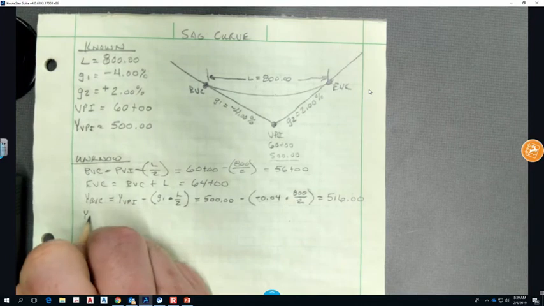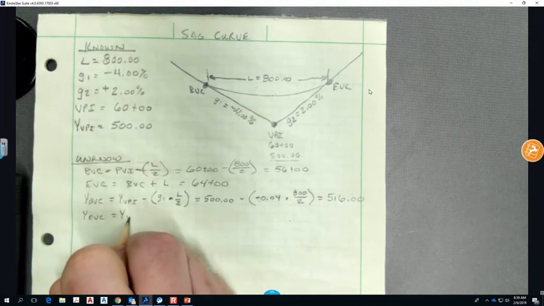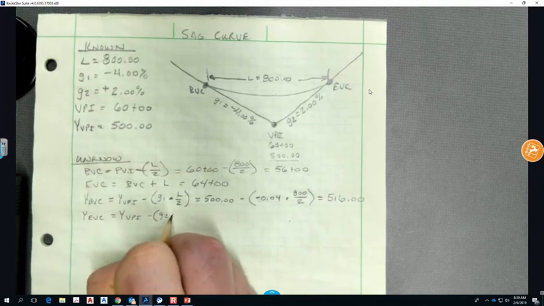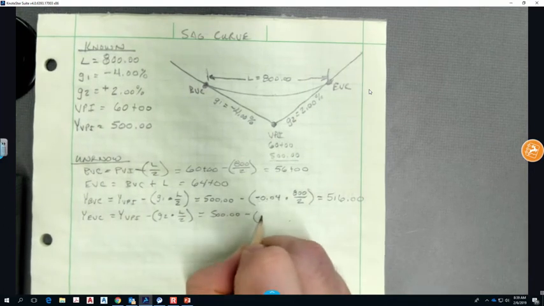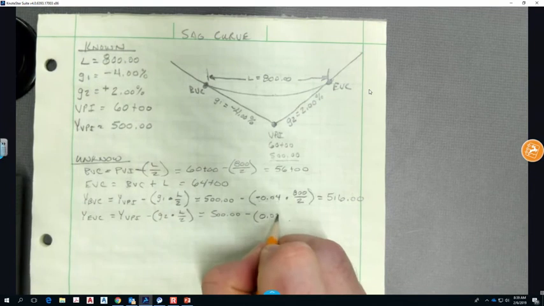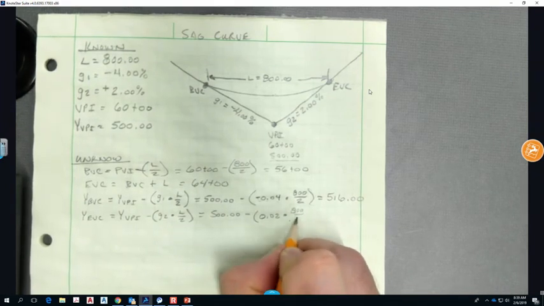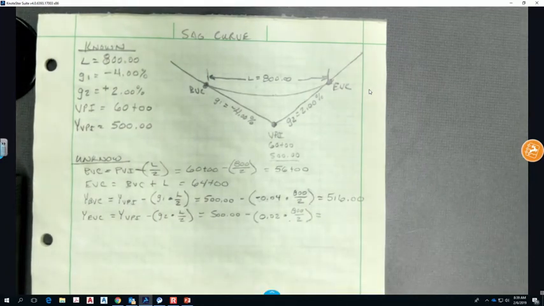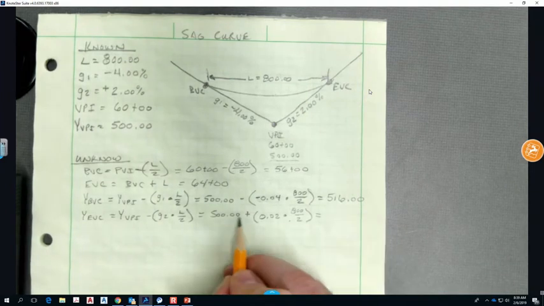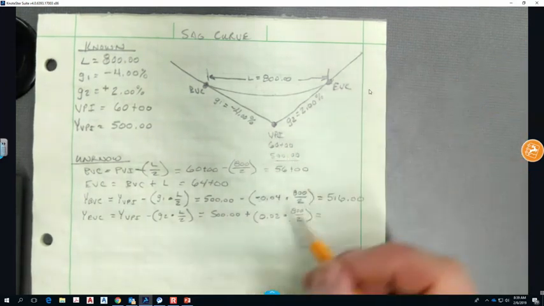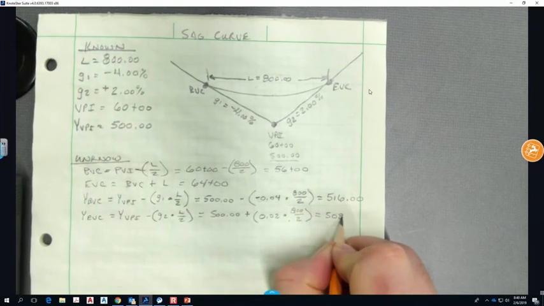All right, let's find the YEVC. We have our YVPI minus G2 times L over 2. 500 minus, we have a 2% there, so I'm going to put that in decimal form, times L over 2. That equals what? In this one, because we're in a sag curve, we're actually adding that. If I subtracted, I'd be below the VPI, so I know that it has to be added. 508.00. Now that makes sense.